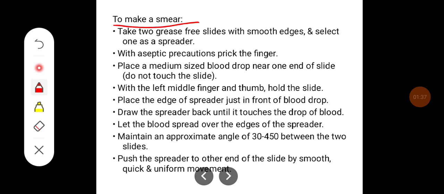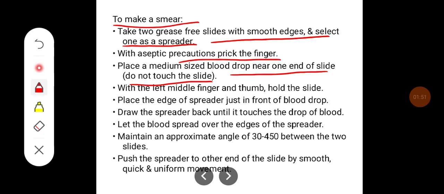To make a smear, take two grease-free slides with smooth edges and select one as a spreader. With aseptic precaution, prick the finger. Place a medium-sized blood drop near one end of the slide. Do not touch the slide. With the left middle finger and thumb, hold the slide.